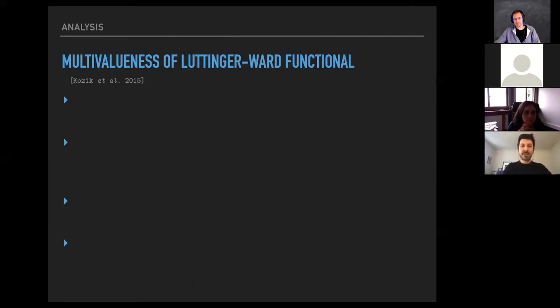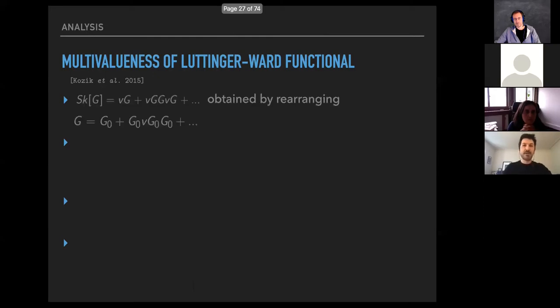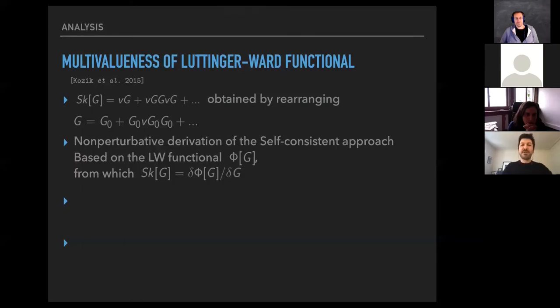To explain a bit their analysis, I have to make a step back and explain what the Luttinger-Ward functional is. So we started from a series that is in terms of V and G. And this can be derived by manipulating and rearranging the perturbative expansion of G. But this is a divergent series. So from a formal point of view, this is not very satisfying. There is a non-perturbative derivation of the approach, which is based on the Luttinger-Ward functional, from which the self-energy in the skeleton series can be derived as a functional differentiation.